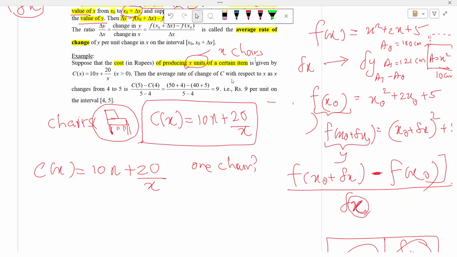Just a simple replacement. I'm already giving an equation, right? So if I manufacture X chairs, this is the cost. 10x plus 20 over X is the cost for manufacturing X number of chairs. Now I am asking, what is the cost for manufacturing one chair? Tell me the answer first.